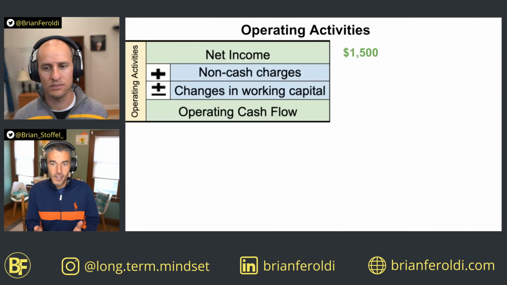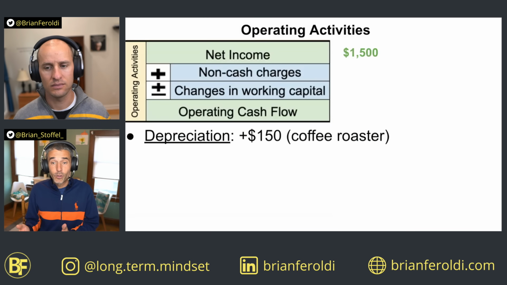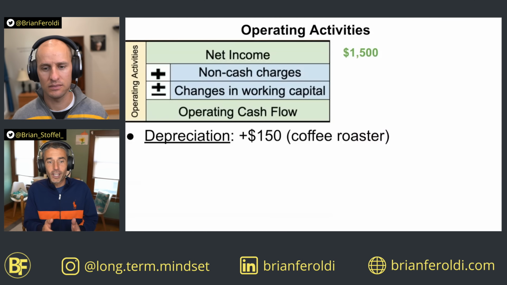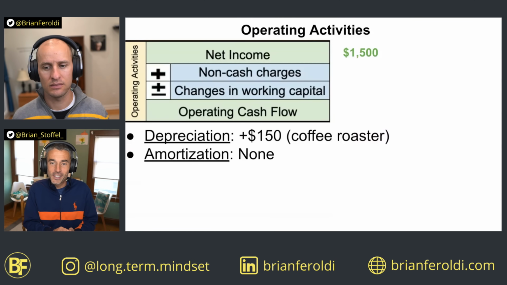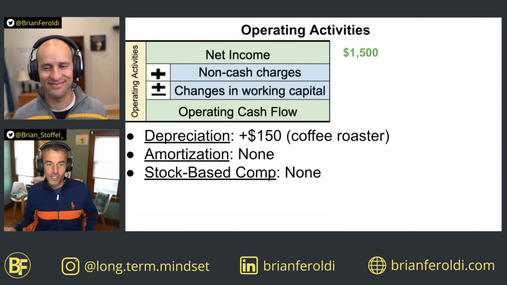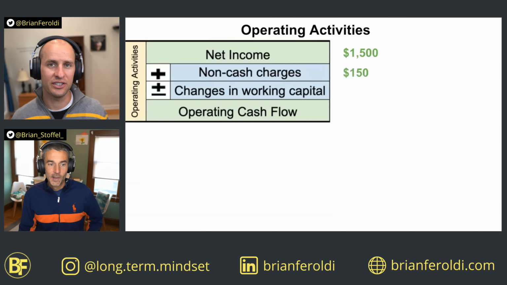The first one is depreciation. And we do have to account for that because I bought an expensive coffee roaster for this stand. It's about $150 that came out of the net income statement, but gets pushed back in because we didn't actually pay money during the year because of it. If we look at amortization, there were no costs there. If we look at stock-based compensation, we did not decide to pay my daughter through stock-based compensation, so we can add in $150 there. Next would be changes in working capital.